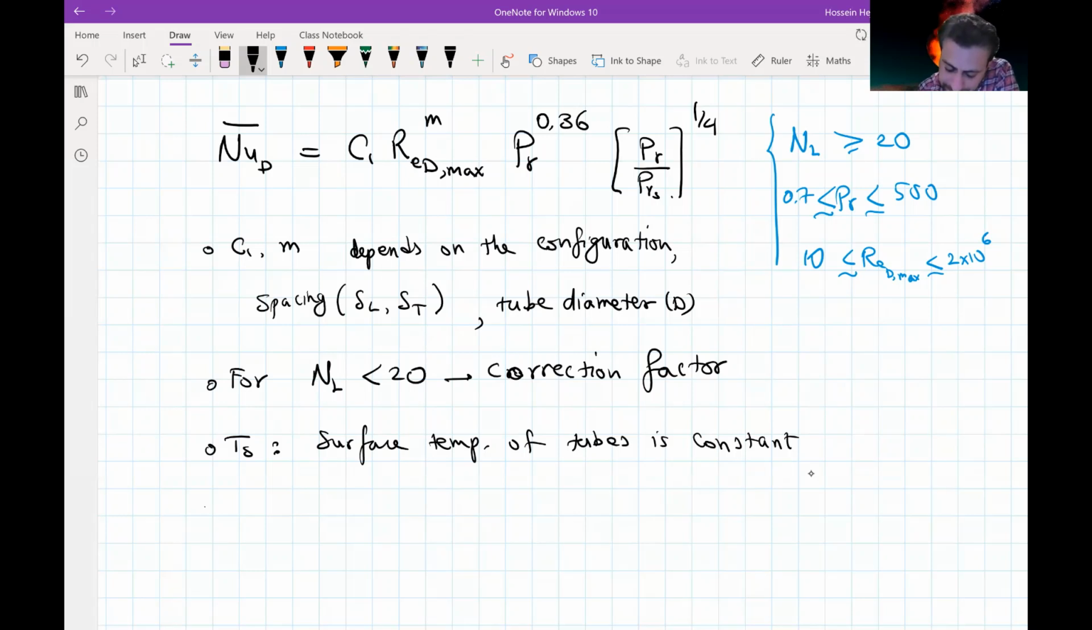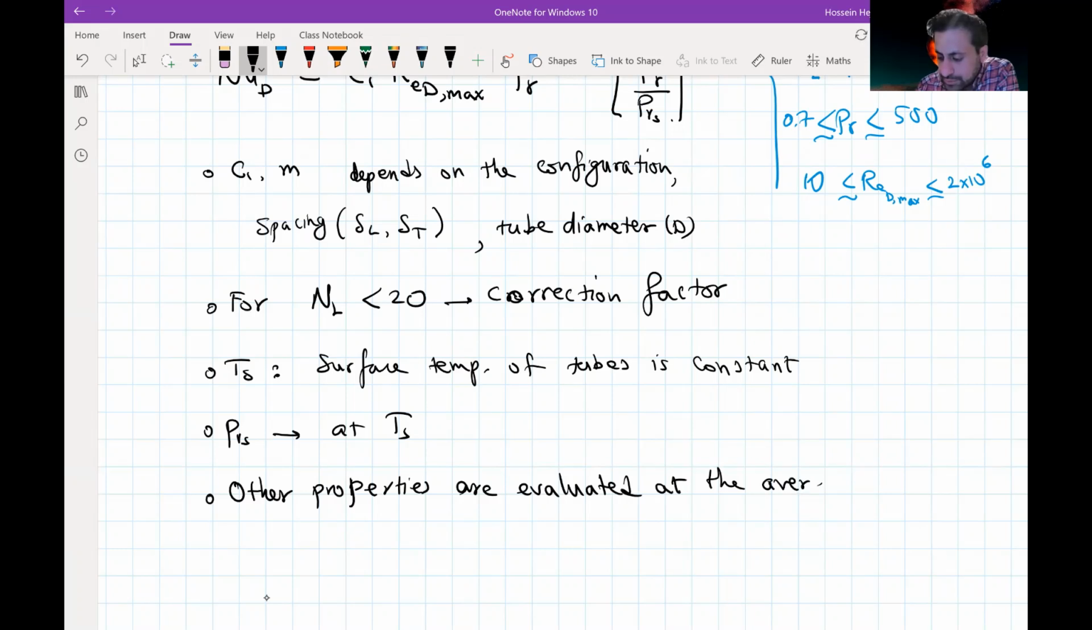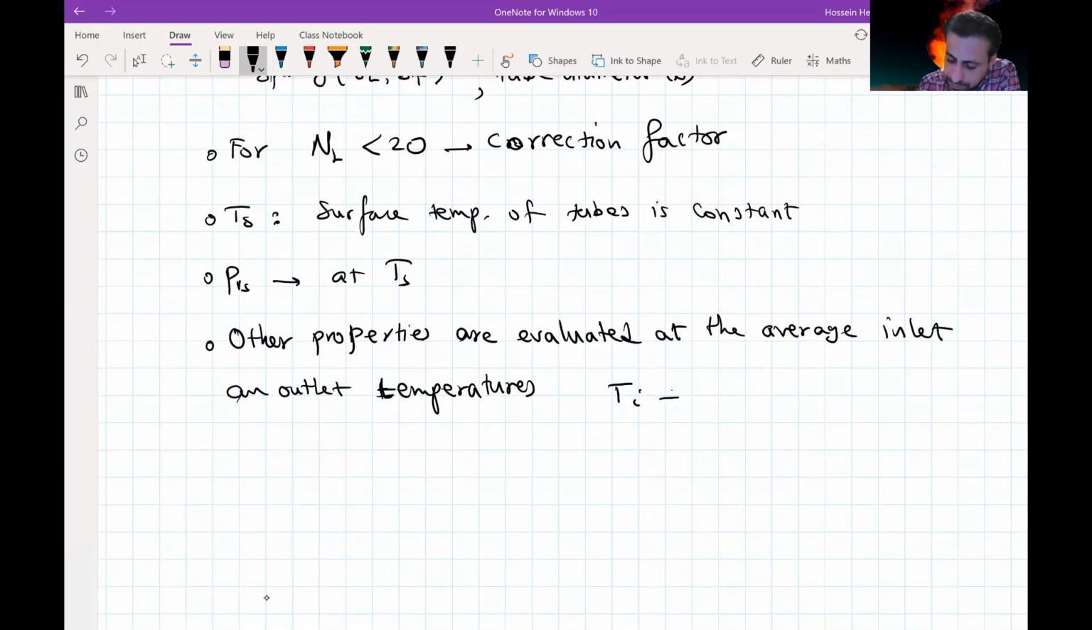Now in this equation, Pr_s is evaluated at Ts, the Prandtl number at Ts. Other properties are evaluated at the average of the inlet and outlet temperatures, Ti plus To divided by 2.